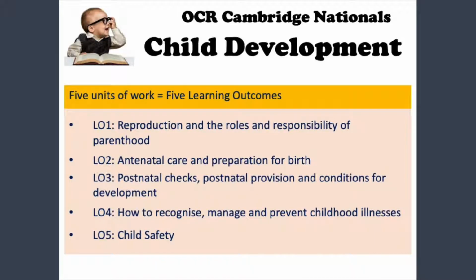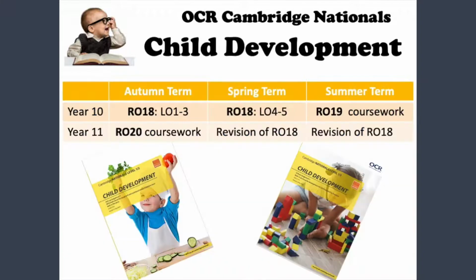The course is divided into 3 units. RO18 consists of 5 learning outcomes that will all be studied and then an exam taken in them at the end, and it's a single written paper of 1 hour 15 minutes. Then there's 2 pieces of coursework, RO19 and RO20. They're both worth equal 25% of your final mark, and you'll complete one of those in year 10 and one of those in year 11.